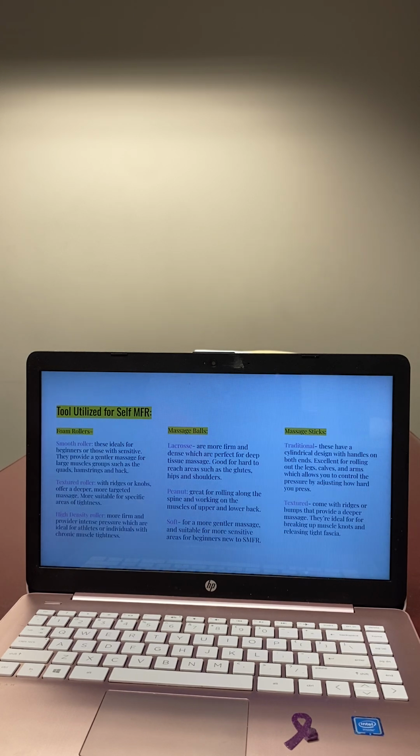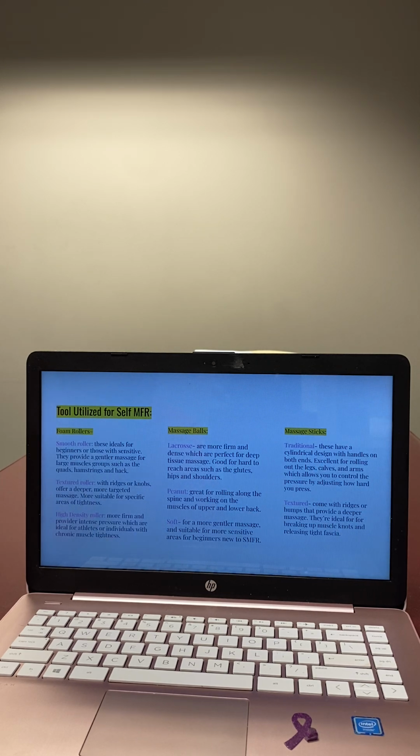And then we have the textured roller, which we've seen in class before. We have one in our classroom, which comes with ridges or knobs, and it offers a deeper, more targeted massage, and it's more suitable for specific areas of tightness. And then we have a high density roller. Not really sure if I've seen one of these before, but they're more firm and provide intense pressure, which is ideal for athletes or individuals with chronic muscle tightness. So that's basically it for the foam rollers.